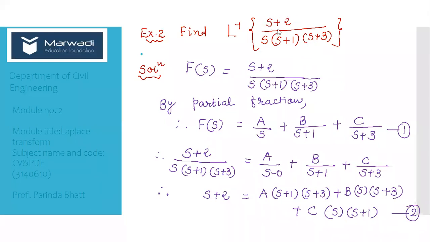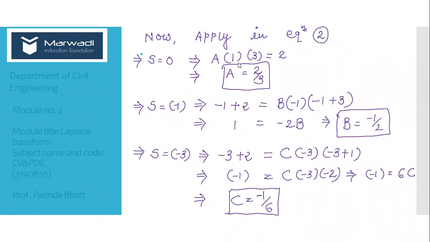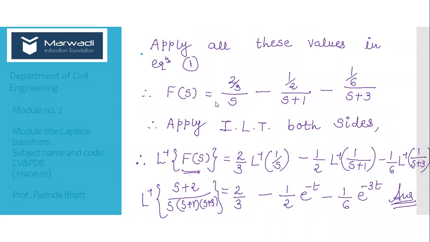The second question is on the same type, but here there are 3 different factors and the numerator is not a constant. This is s plus 2. The same concept applies over here: A upon one factor, B upon the second factor, and C upon the third factor. Then take the LCM, and one by one find the unknown values, capital A, capital B, and capital C. Apply in equation 1 and find the inverse Laplace transform.